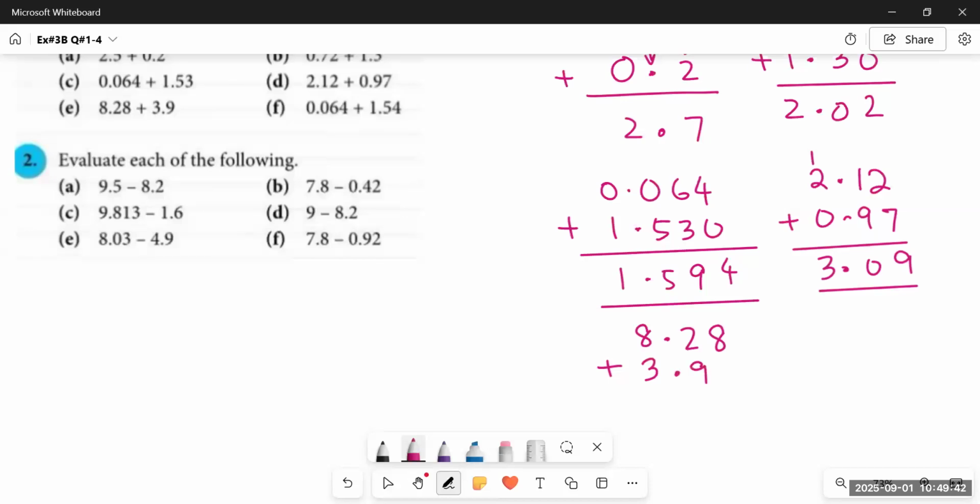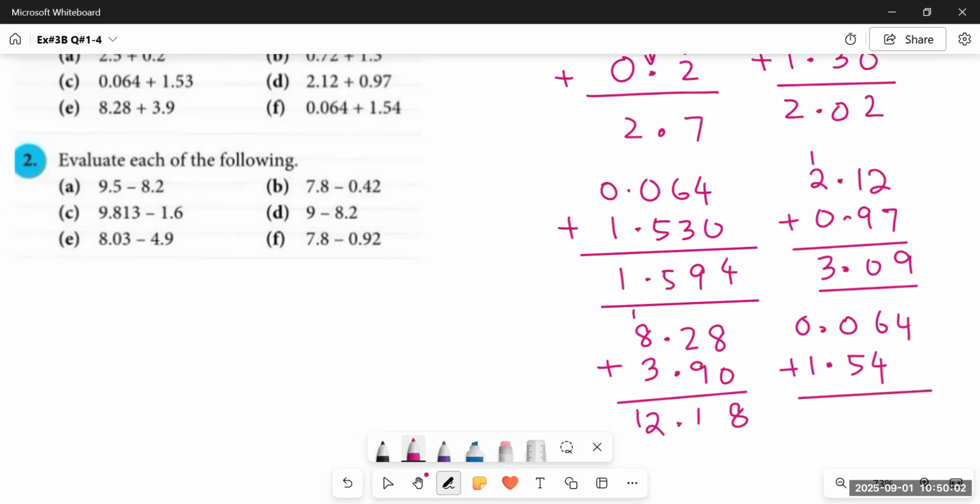Then we have the next number 8.28 plus 3.9. So it's 8 plus 0, 8. 9 plus 2, 11. 8 plus 4, 12. So it's going to be 12.18. Then the last of question number 1 is 0.064 plus 1.54, which gives us 4 plus 0, 4, 4 plus 6, 10, 5 plus 1, 6. Here comes 1, so it becomes 1.604.